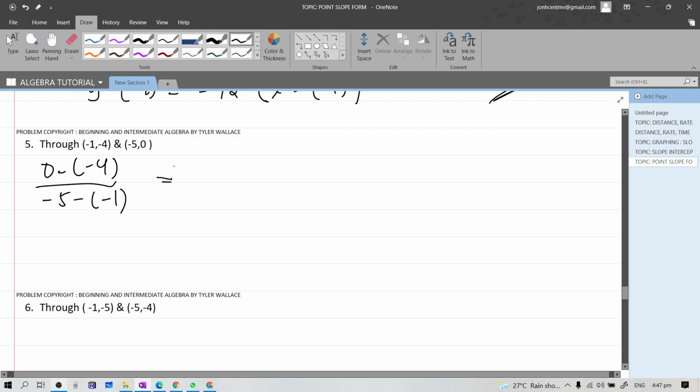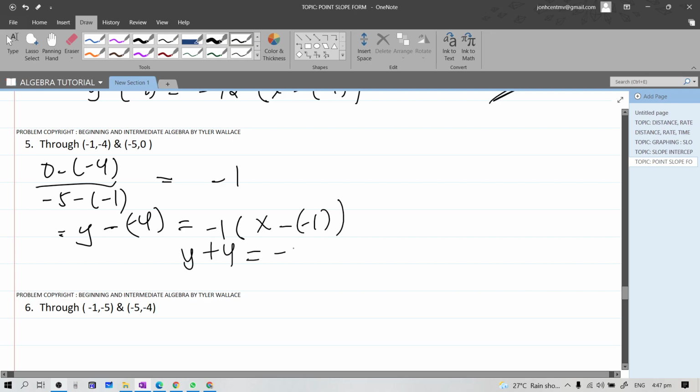So, that is negative 1. So, y minus y sub 1, negative 4, is equals to negative 1 times x minus negative 1. We have y plus 4 is equals to negative 1 x plus 1. So, that is the answer.